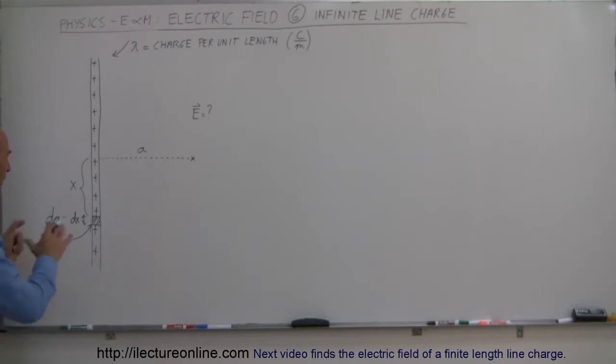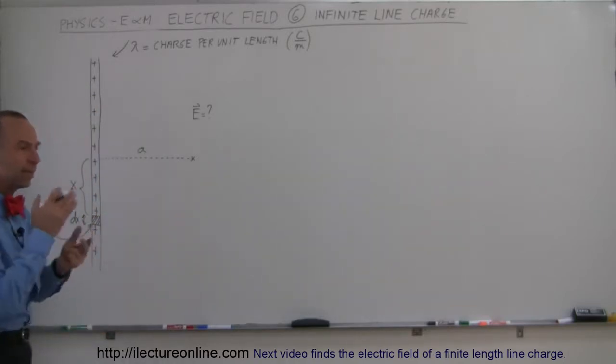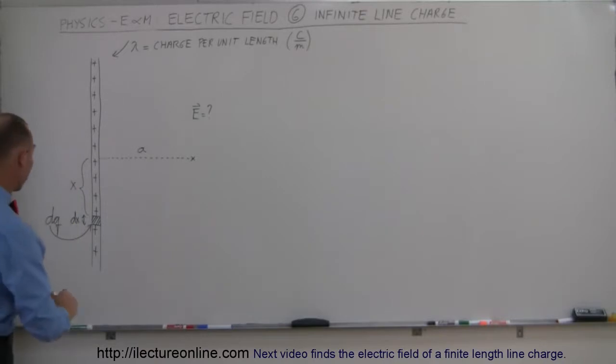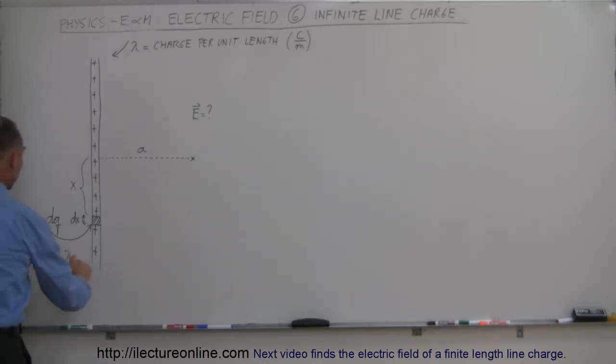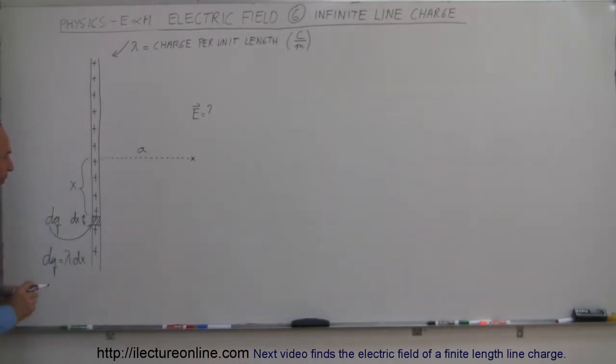So how do we find the relationship between those two? Well, it turns out if we take the linear charge density and multiply it times the length, we get the amount of charge on there. So we can write that dq, therefore, is equal to the linear charge density times dx. All right, so far so good.